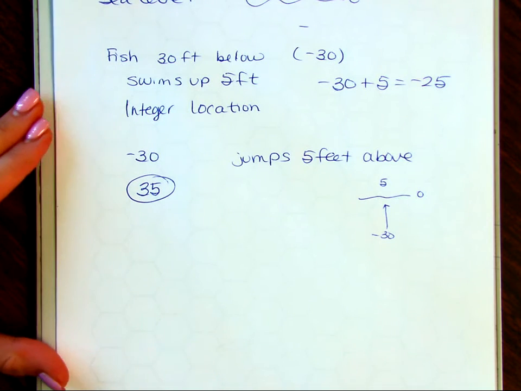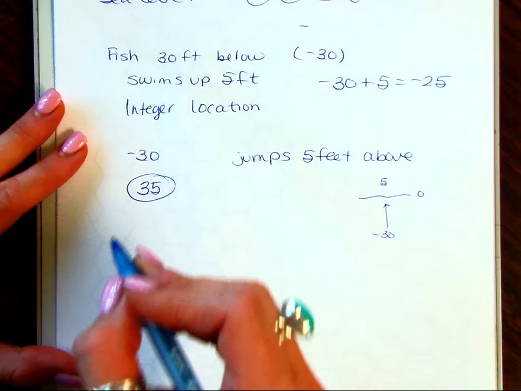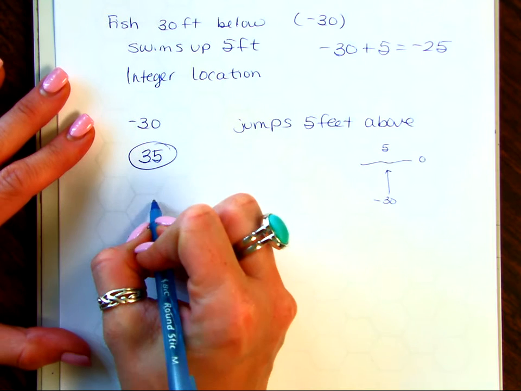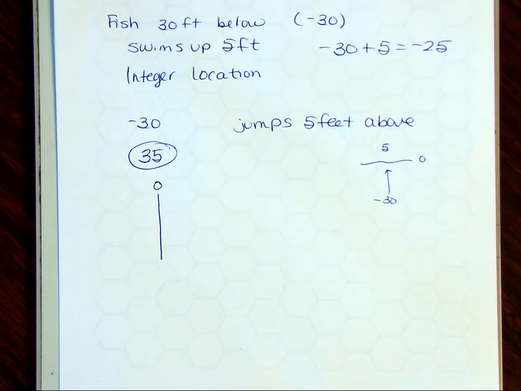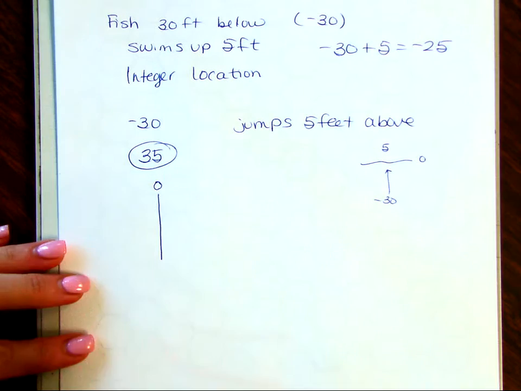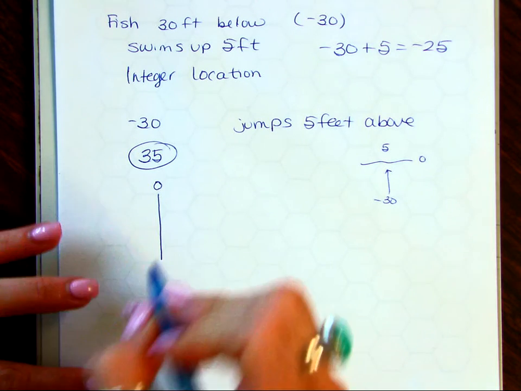Another real-world example could have to do with football, okay? Not sure if you understand football or not. We have something called the line of scrimmage. I don't know it 100%, but bear with me here. So the line of scrimmage is 0, okay? Your goal is to make a total of 10 yards in 4 downs.